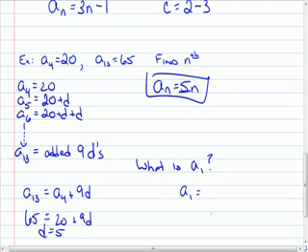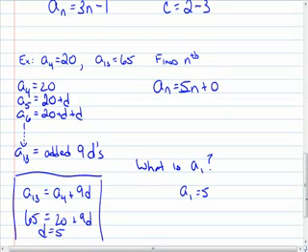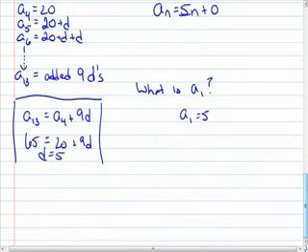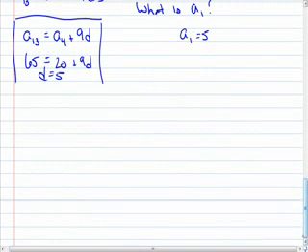So A1 is what? What's that leave for A1? 5. 5 minus the common difference is 0. So there is no C. Remember that. Given any two terms in the sequence, we can still do it.